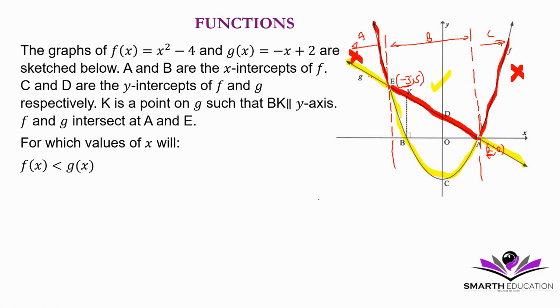Where is f(x) less than g(x)? f(x) is less than g(x) when x is greater than -3 but less than 2. This is an interval, when x is between -3 and positive 2. This interval here is where f(x) is less than g(x).